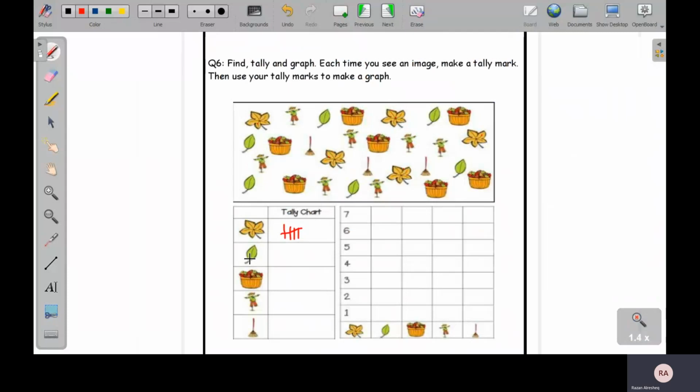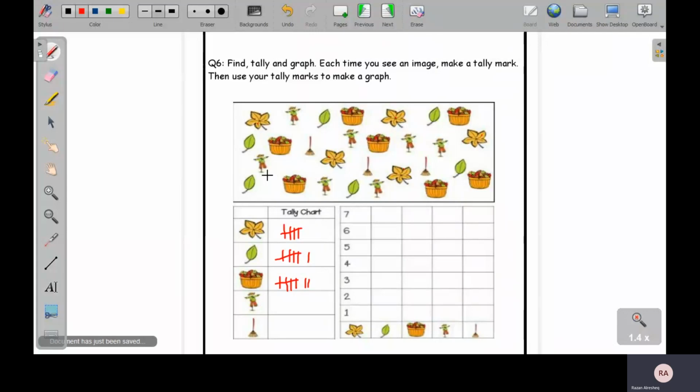My green leaf, let's see how many green leaves I have. I have 1, 2, 3, 4, 5, 6. So what I'm going to do here is make a group of 5, where I do the last one across, and I add 1 next to it. Let's see how many baskets I have. I have 1, 2, 3, 4, 5, 6, 7. So here I have 7 baskets. What I do is I make a group of 5. It's always easier to make groups of 5, guys, and tally marks to help us count faster. So here I have the 2, which is 7.